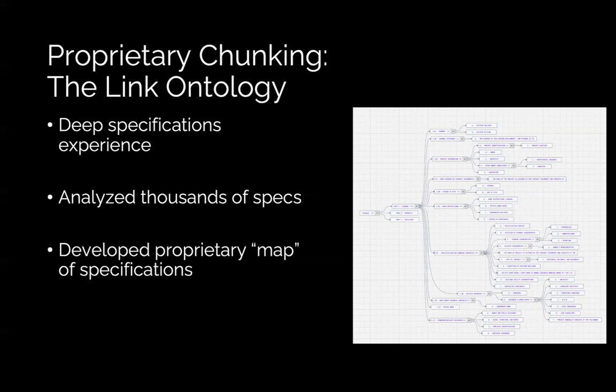Now, once I use that word pre-processing, those of you who've dealt with software and data before have heard that 100 times. And that really is what chunking is. It's pre-processing. So one of the ways to do that is by a proprietary map or ontology, which is what we've done.